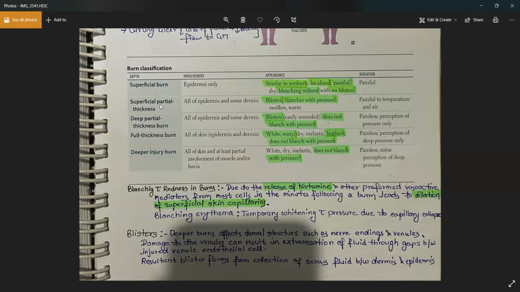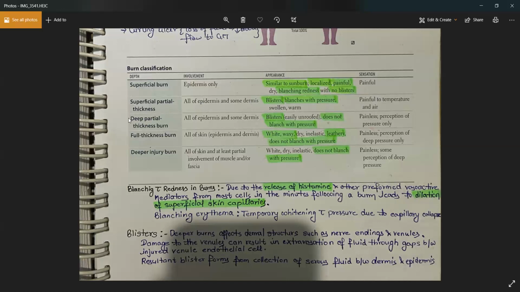Then comes the superficial partial thickness burn, which involves all of the epidermis and the superficial dermis. So epidermis complete and a superficial dermis. Whenever a burn reaches the superficial dermis, it is known as the superficial partial thickness burn. It will appear as blisters now. Whenever the dermis is involved, because the blood vessels are present in the dermis, these blood vessels can get ruptured. They can cause blister formation. Blanching still would be there with pressure. Swelling would be there, warmth would be there, and this condition is again very much painful.